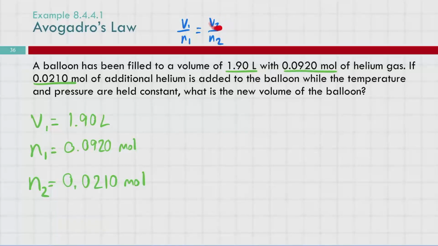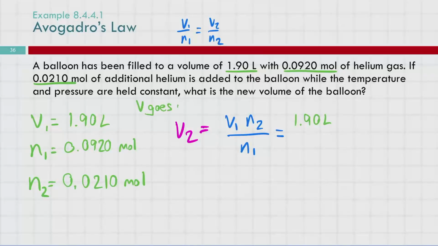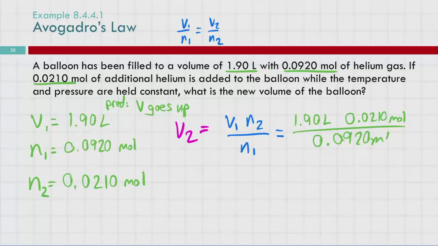So we're going to multiply both sides by N2. That'll get it to move to the other side. We'll be left with something that looks like V2 equals V1 N2 over N1. We will plug in our numbers. And let's just write out our prediction. Prediction, volume goes up. Our N2 is 0.0210 moles. N1 is 0.0920 moles.